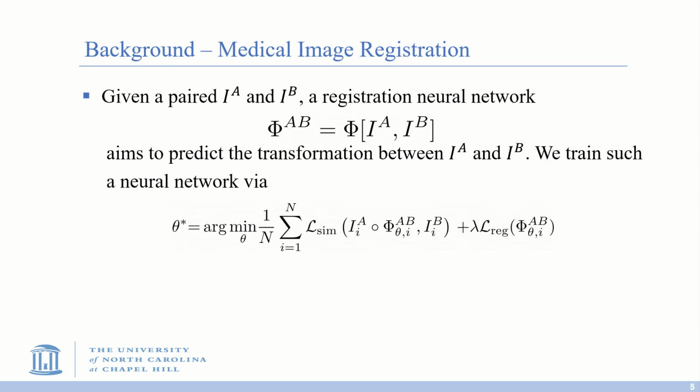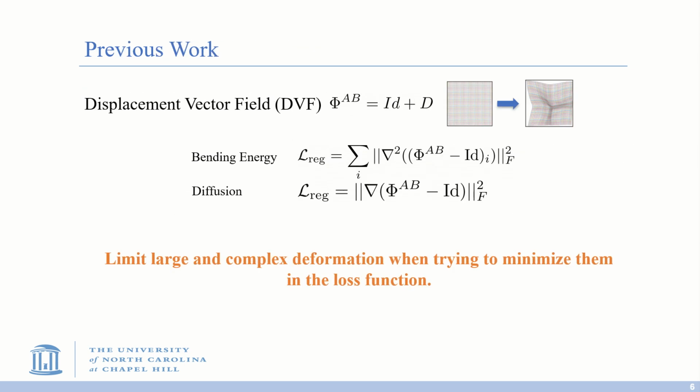Before we jump into the introduction of methods, we first introduce the background of the problem. A registration neural network aims to predict the transformation between two given images IA and IB. We train such a neural network by minimizing a similarity measure loss and a regularizer loss, computed over the training dataset. A simple and straightforward non-rigid transformation model for the neural network to predict is its displacement vector field.